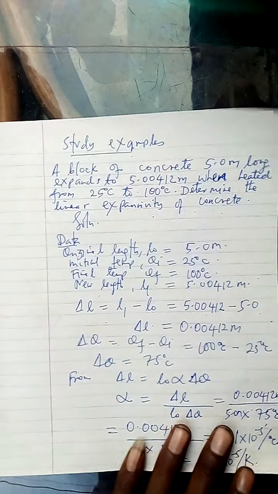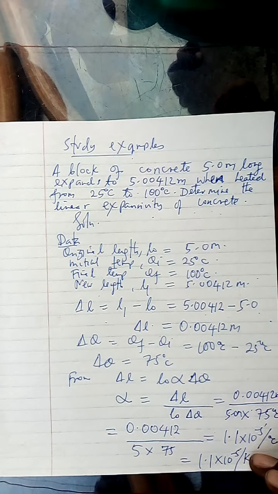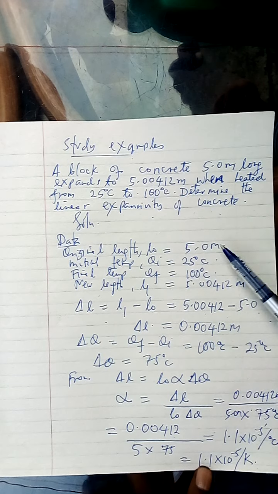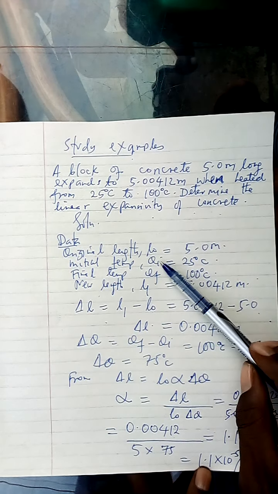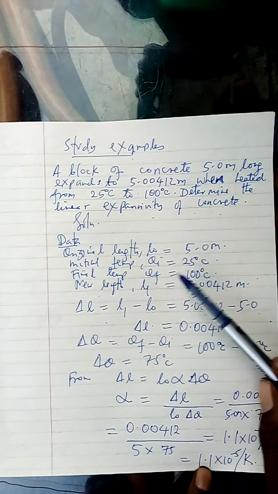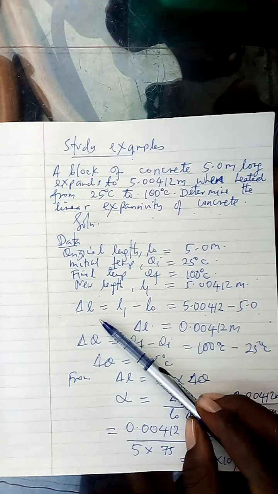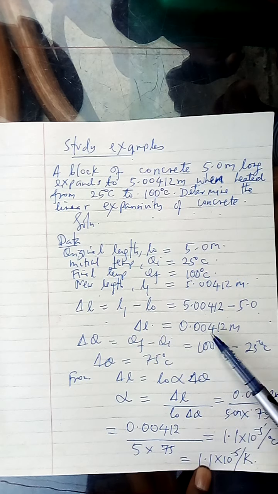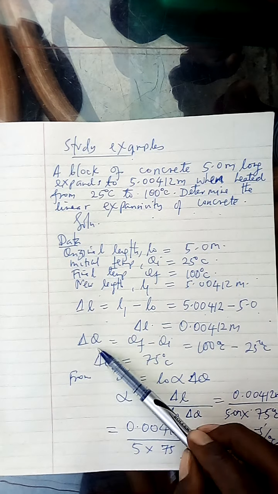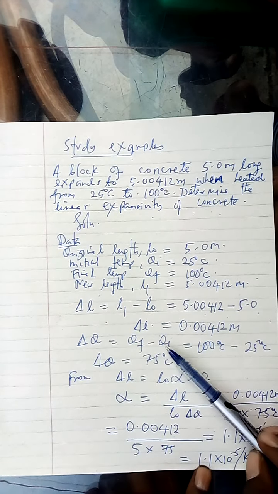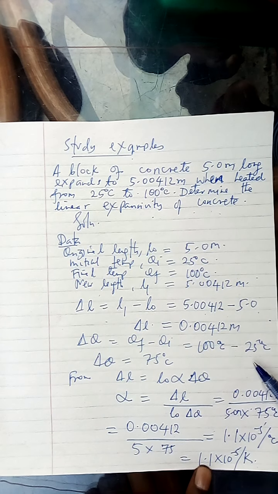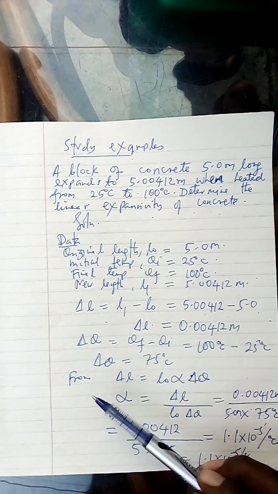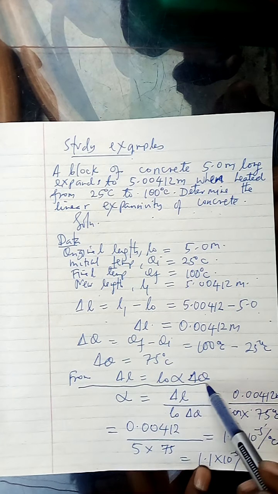So the point here is to determine the linear expansivity. From the question, we've been given the original length and the new length, and the initial temperature and the final temperature. Then we find the change in length by taking the new length minus the original length. The change in temperature is the final minus the initial temperature, 100 degrees Celsius minus 25 degrees Celsius, which is 75.